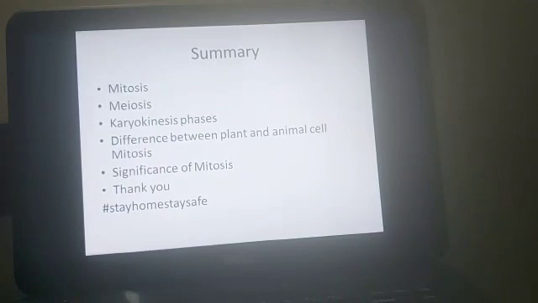Let us quickly summarize whatever we have seen in today's module. In today's module, we saw mitosis, meiosis, karyokinesis phases, the difference between plant cell and animal cell mitosis, and the significance of mitosis.